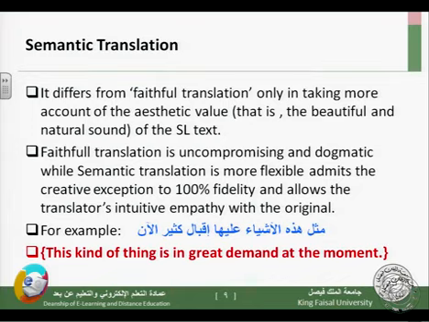I don't want to say this is better than the faithful, but each method really has its own advantages and disadvantages, its own good things and bad things. Now, the same example, if we want to translate it using the semantic translation method, then we have to do it like this. This kind of thing is in great demand at the moment.